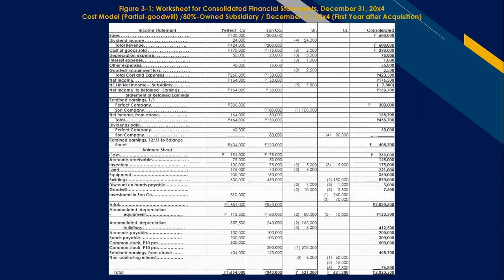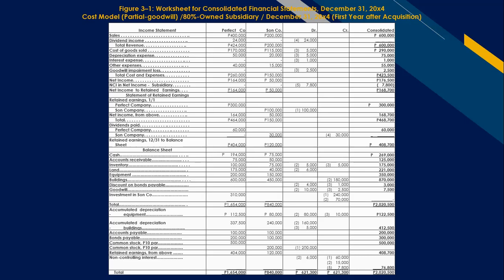Now this is at the end of the year, the first year after acquisition. So we have now Perfect Company, Sun Company, and then we have the adjustments and eliminations and the consolidated balances. So we have the sales of the parent and the subsidiary, total of 600,000. Let's try to trace the elimination entries.